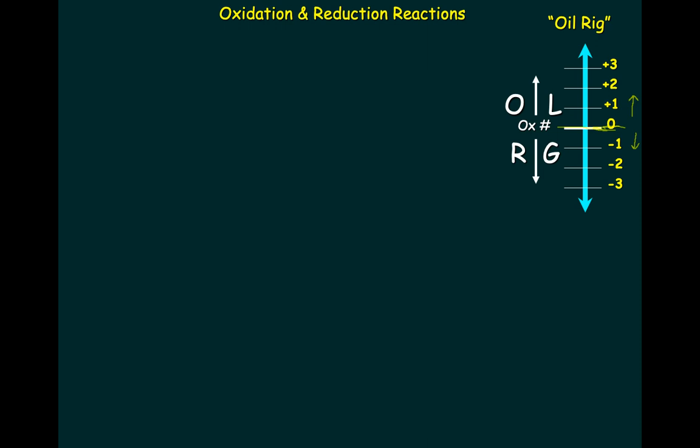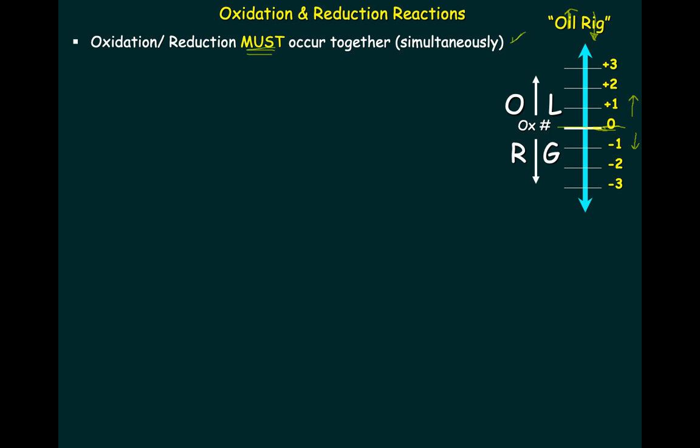And I like to think of the oxidation number going up for the I on OIL, and the oxidation number going down for the arrow on the I for the RIG. All right, so oxidation is up, reduction is going down. So as long as you go up on this number line, you'll be oxidizing. As long as you go down, you're reducing, and you're going to watch this oxidation number. There are a couple things about oxidation and reduction. They must occur together simultaneously. One's not going to occur before the other. They basically occur at the same time.